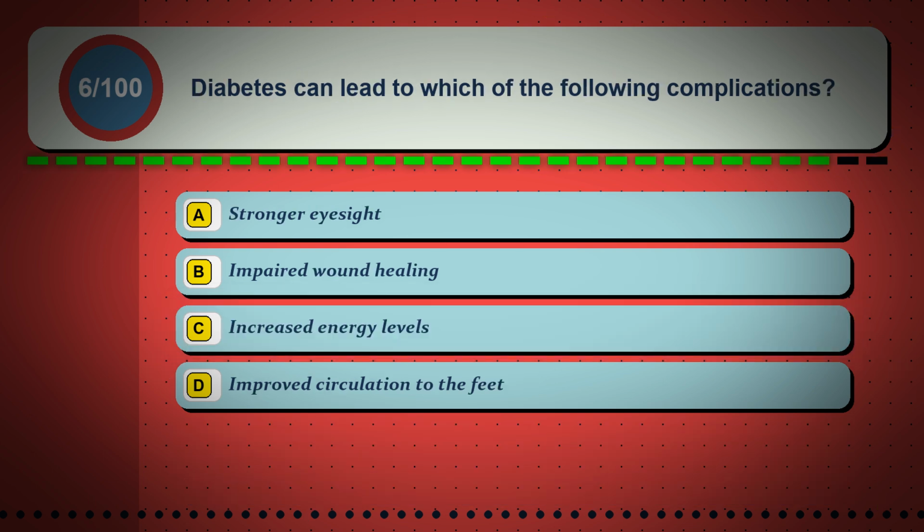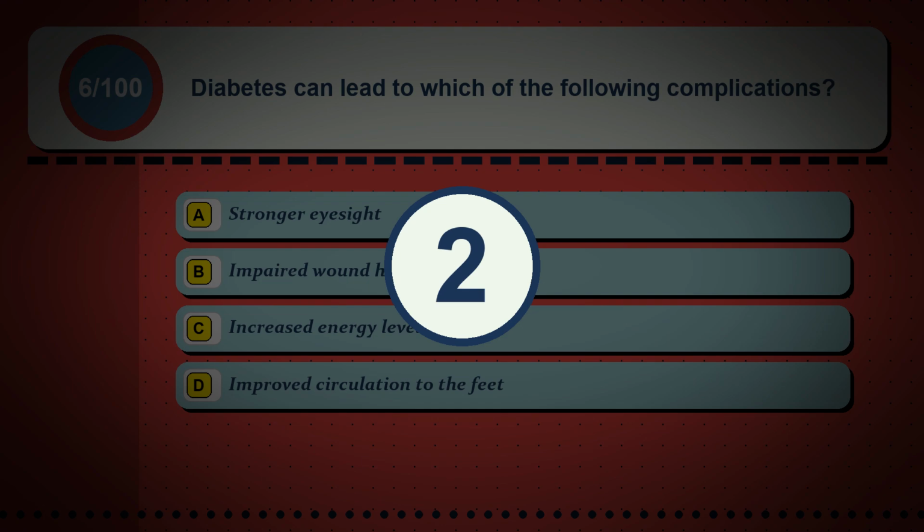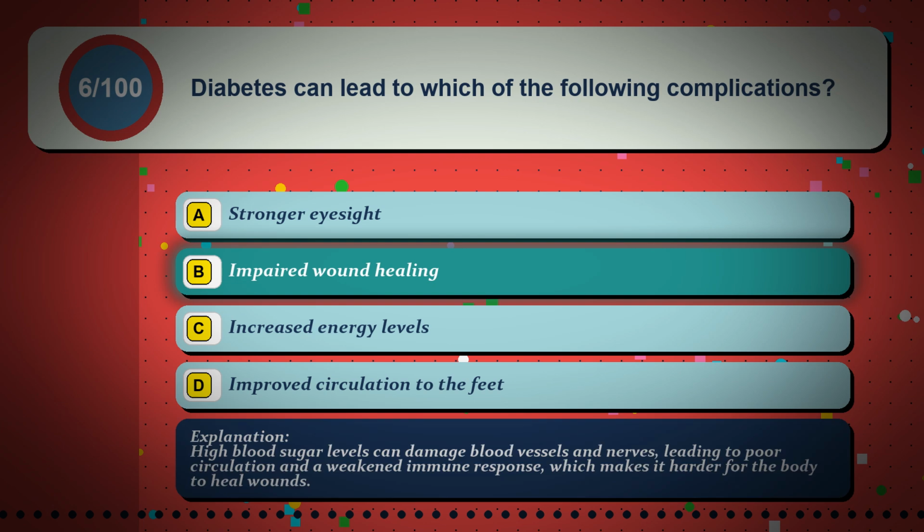Question 6. Diabetes can lead to which of the following complications? Option A, stronger eyesight. Option B, impaired wound healing. Option C, increased energy levels. Option D, improved circulation to the feet. The correct answer is option B, impaired wound healing. High blood sugar levels can damage blood vessels and nerves, leading to poor circulation and a weakened immune response, which makes it harder for the body to heal wounds.